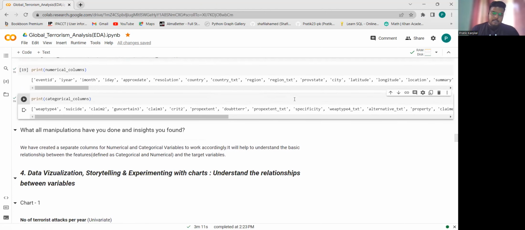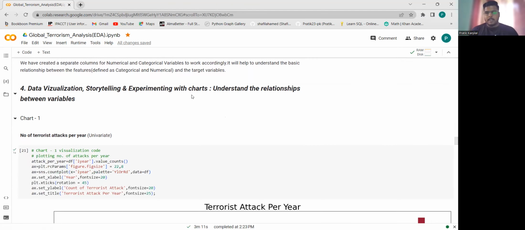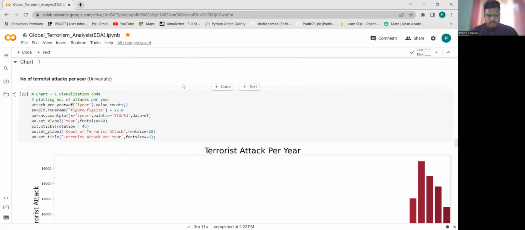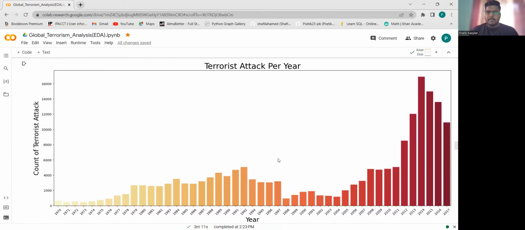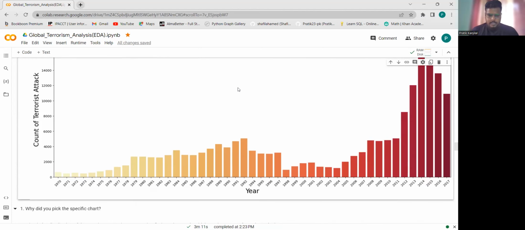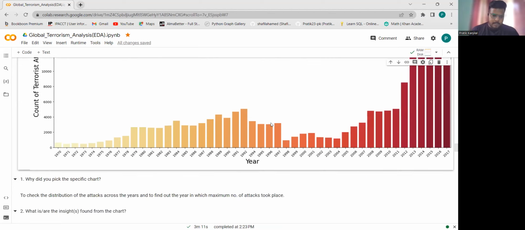Now, these are the manipulations I have done in this data set. And now coming to the visualizations. This is the first visualization. Here we have found the number of attacks per year, and 2014 stands tall as the top year with the maximum number of attacks. Another pattern we have recognized is that terrorist attacks and their quantities have been increasing gradually over the years.